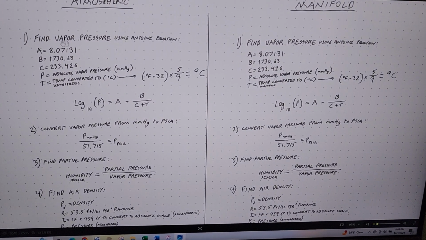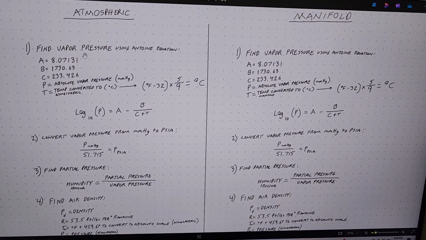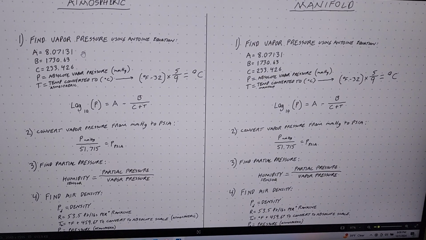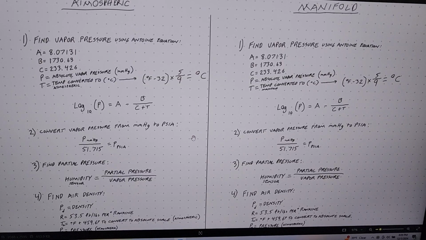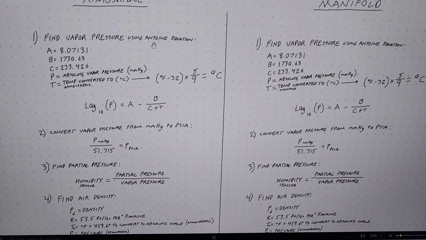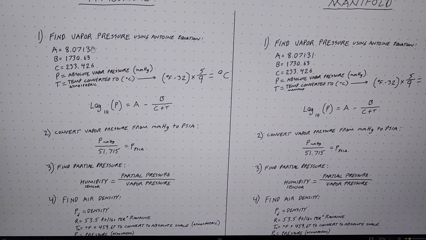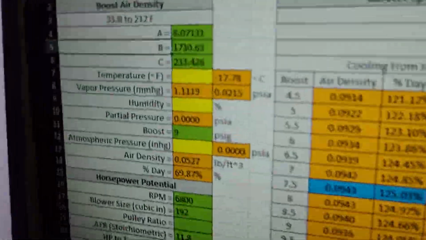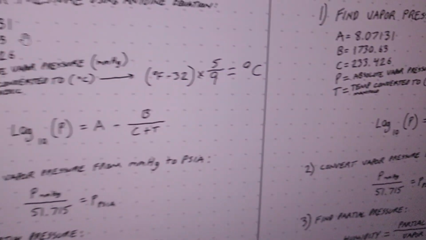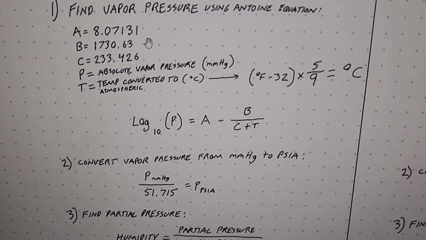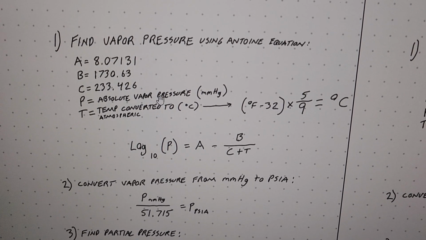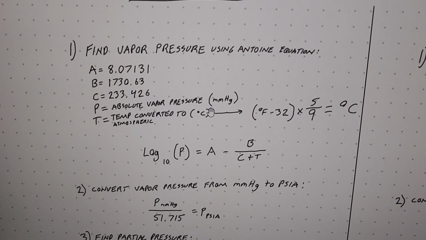So first thing we got to do is find the vapor pressure. Okay. And again, I did a video on air density, so I'm not really going to go into why we do the different formulas in this video. I'm just going to tell you how to build it. So find vapor pressure. You're going to input these values, okay? Alpha, Bravo, Charlie, those values right there, okay? The next thing you got to do is this formula, okay? Temperature converted to Celsius, and then your absolute vapor pressure is going to be in those units.